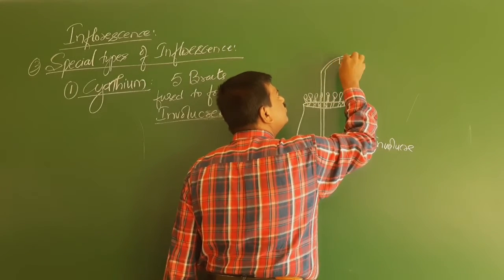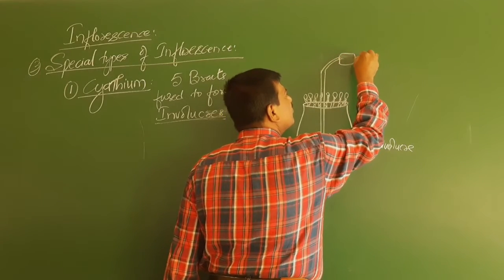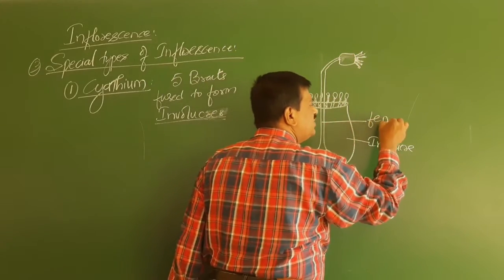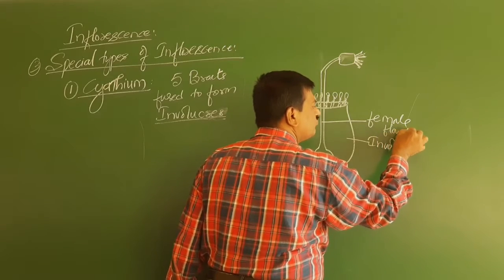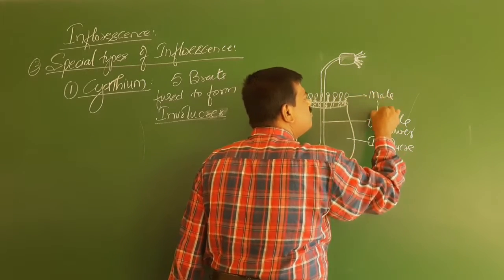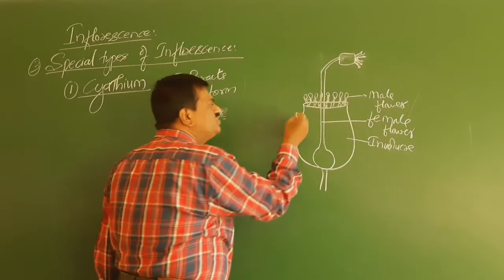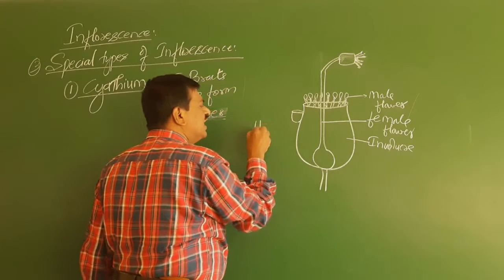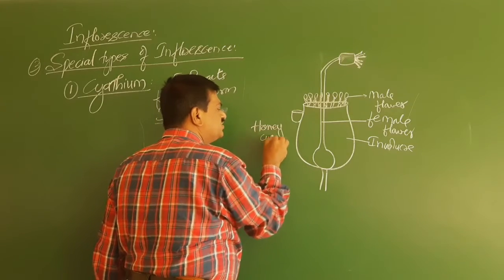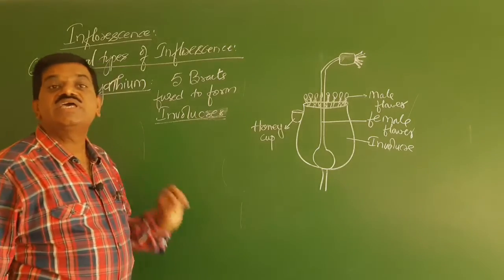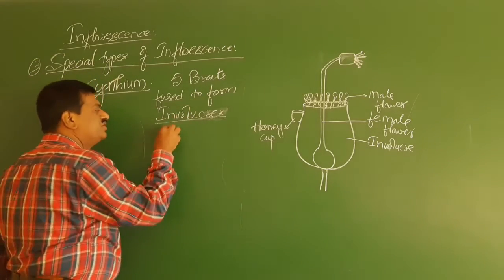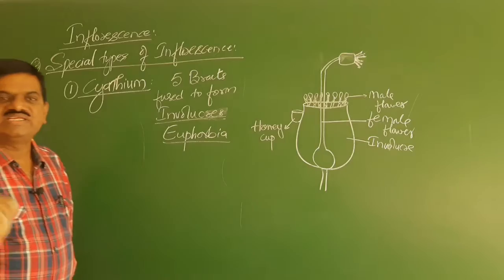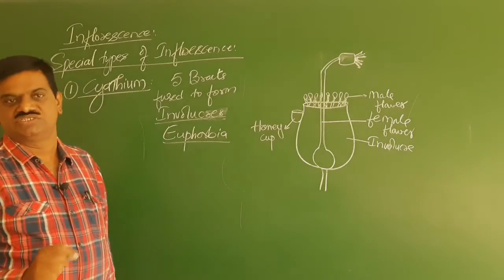So here, like this, only one is the female flower, and these are called male flowers. And towards this there is a small yellow-colored, or sometimes red-colored, honey cup present. This is called Cyathium inflorescence. This can be noticed in a plant called Euphorbia. In Euphorbia there is a presence of Cyathium inflorescence.